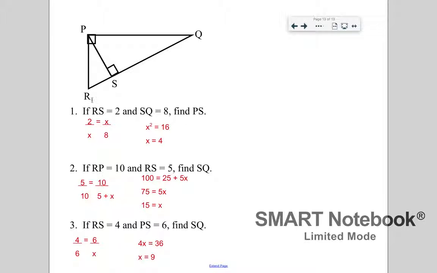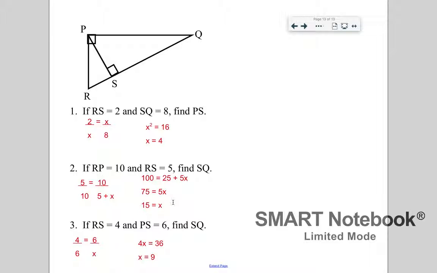In the next one, I was given RP. Now, see how I looked at that one and went, okay, that means that I was given this. This is the geometric mean. That's why 10's written twice. Between the part, 5, and the whole. So I call that 5 plus X. X is SQ. And then I solved.